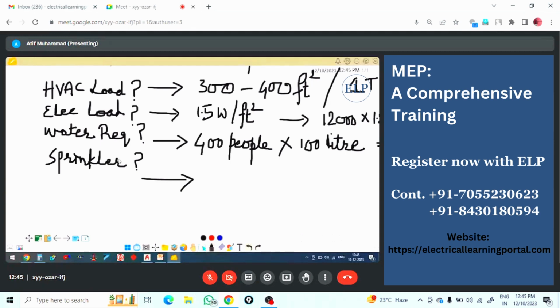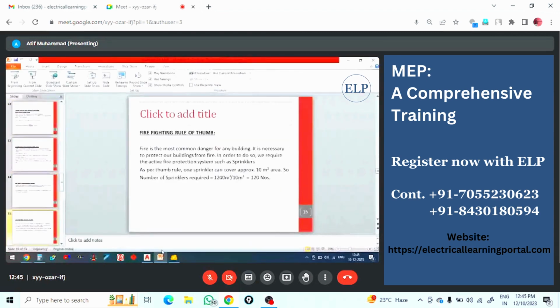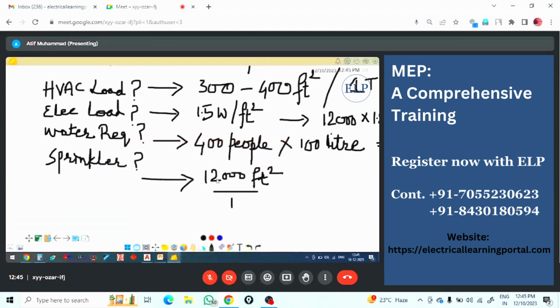For example, we generally take the area here, and suppose I am taking 10 square meter here. So basically I have converted this 12,000 square feet into square meter. So this 1200 square meter is my area, and every sprinkler is covering 10 square meter area. This is the standard case.